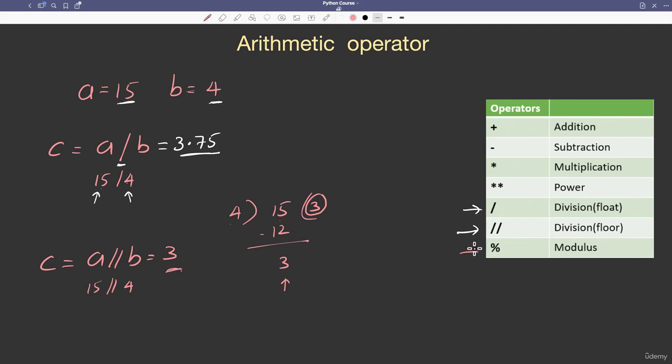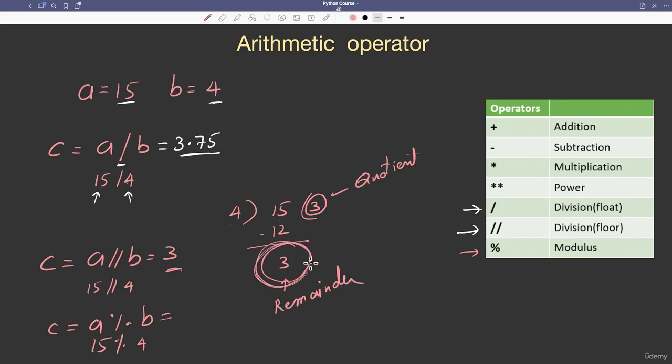Now let us come to the last operator, that is mod. C assign a mod b. So a is 15 and b is 4. So this gives what? Again it divides, but this time it doesn't give the quotient. Actually it gives the remainder. This value, it gives this value, remainder. So this is 3. So it means in case of floor division, it will not take a decimal point and gives the quotient, and mod means it will perform the division similar to floor division, but it will not give the quotient, it will give the remainder.